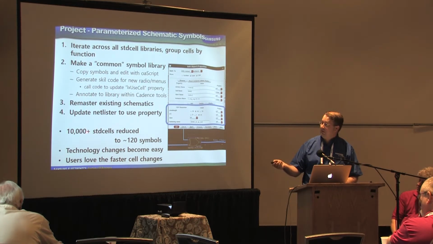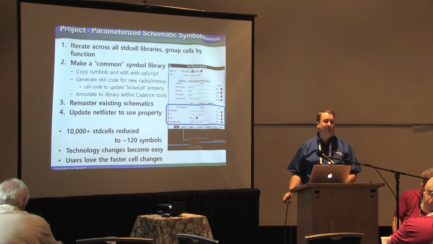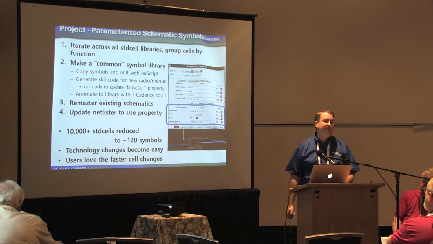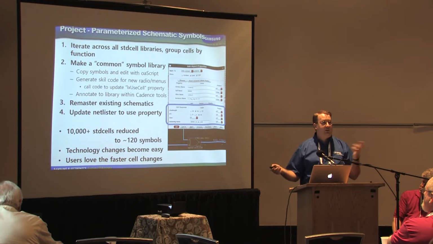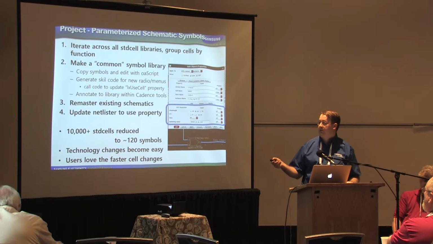Result is 10,000 cells turns into basically 120 different functional symbols. And everything else is in the menus. And then technology changes, you can map more easily because you just go and you change properties. You don't have to change the library cell view of cells.